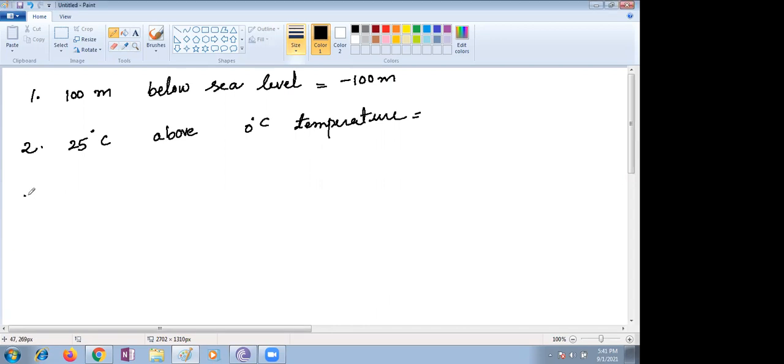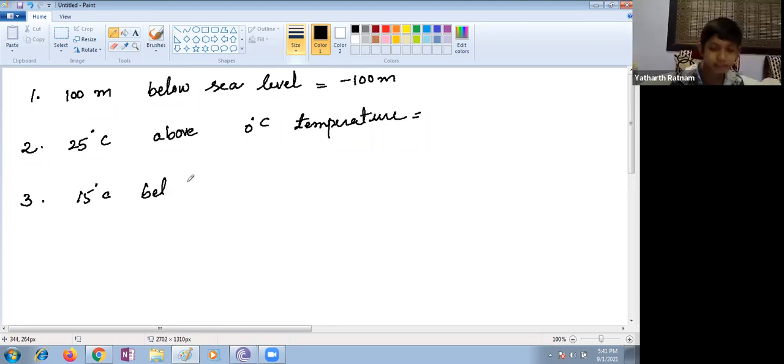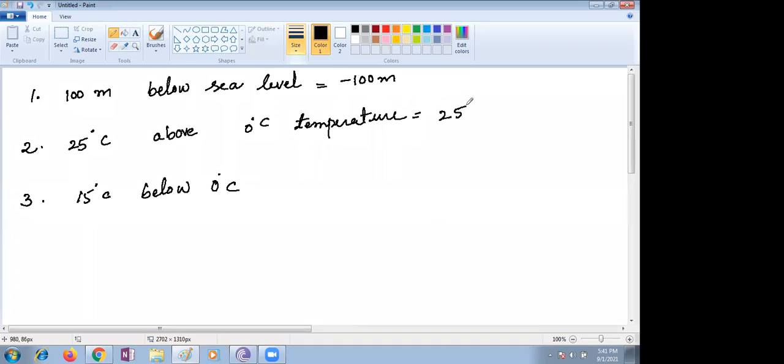Next, third question, Sri Harsha. 15 degrees Celsius below 0. He said plus 25 degrees above the temperature. Very good, positive. No need of putting a sign also, children. We can understand no sign means it is positive, right? 15 degrees below 0 degrees temperature. Sri Harsha Alluri should answer this question.